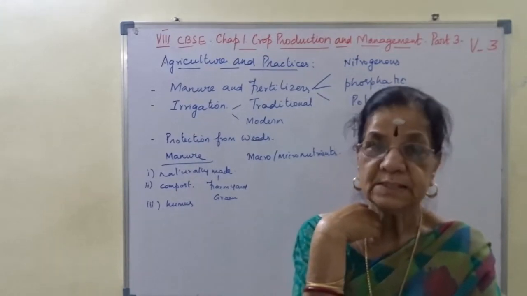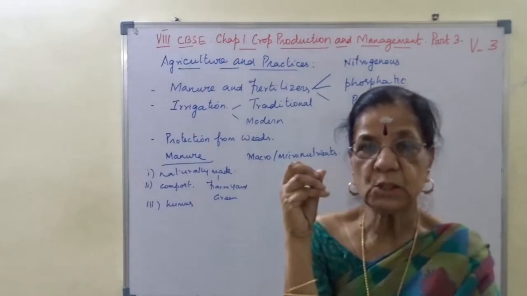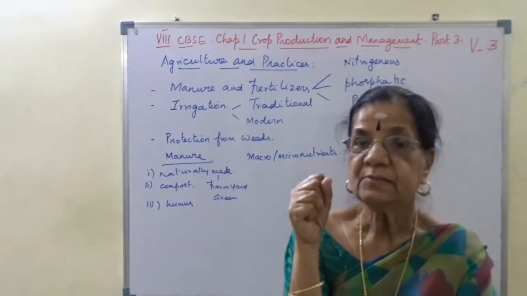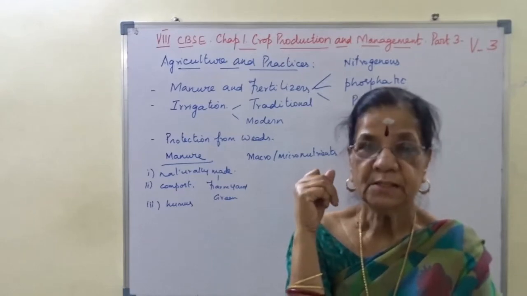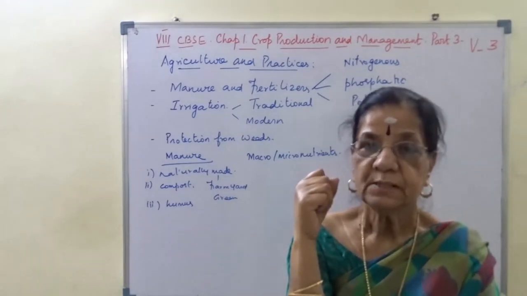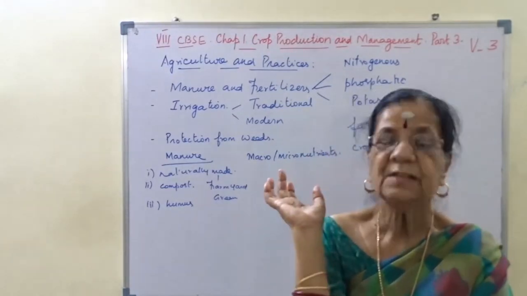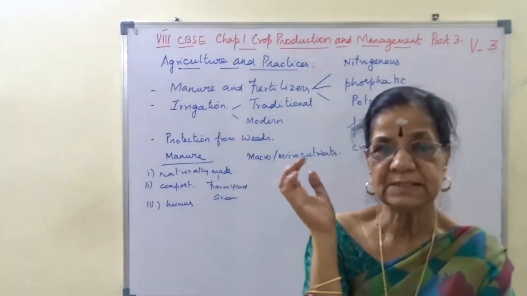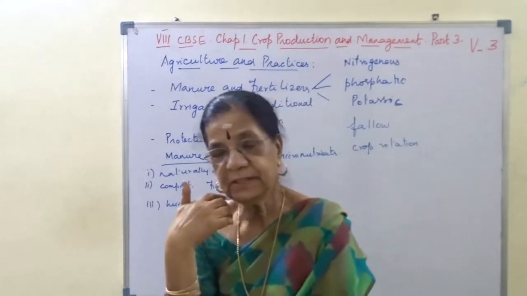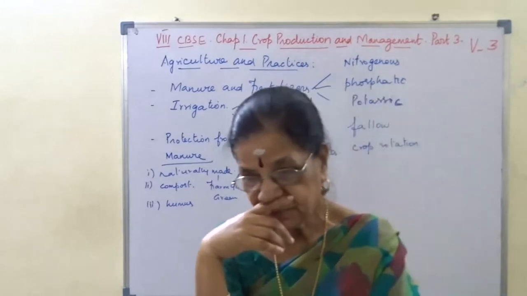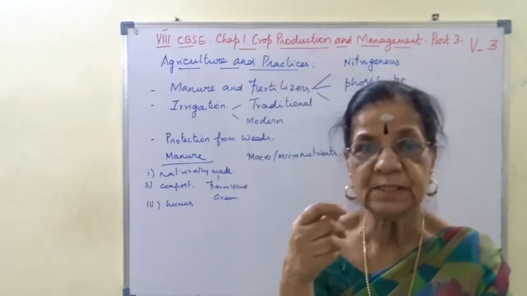Okay, and at the same time, if the weeds are also growing along with that, the weeds will also take up the nutrients. So the crop may have a shortage of nutrients, the manure and fertilizers. So the weeds have to be destroyed and removed. The weeds can be removed manually.